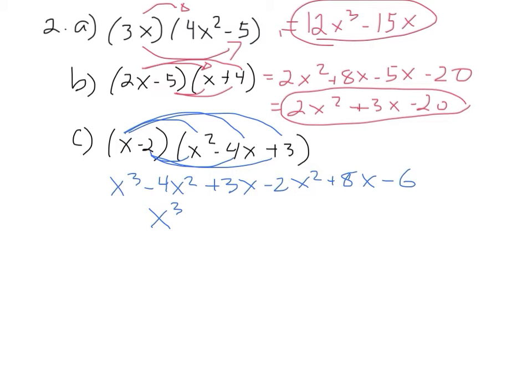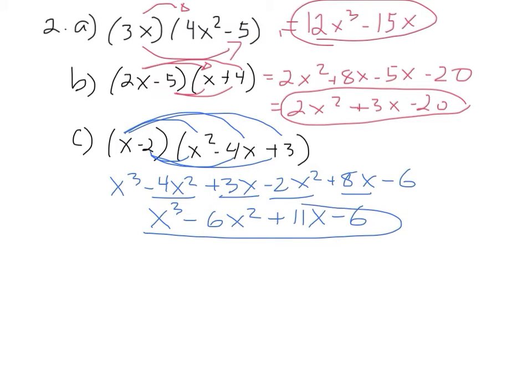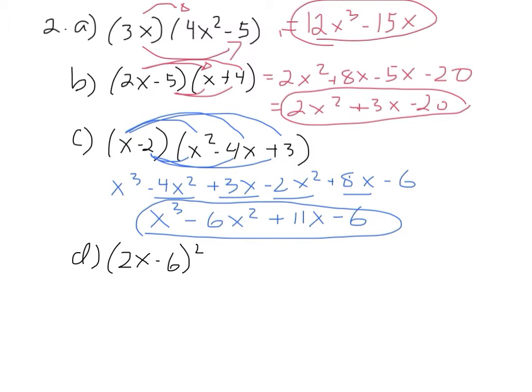Combine like terms, x cubed. I have negative 4x squared and negative 2x squared, so minus 6x squared. I have 3x and 8x, plus 11x minus 6. And that's the answer.